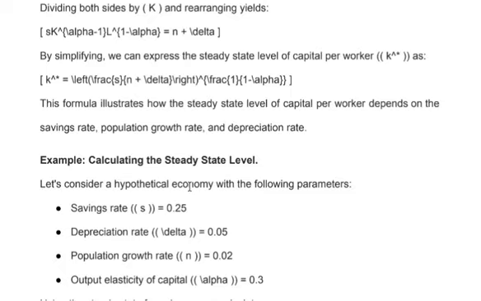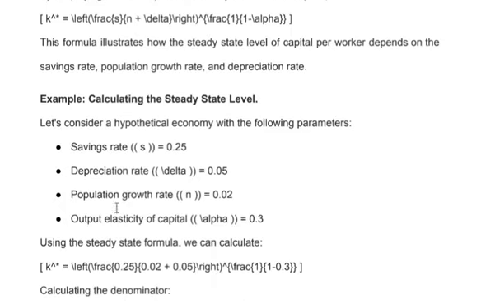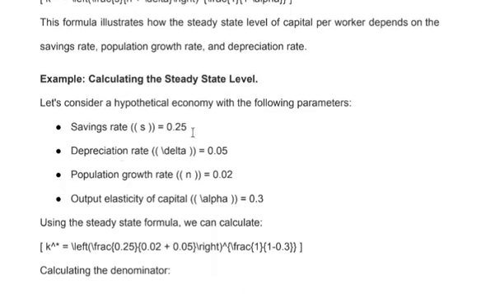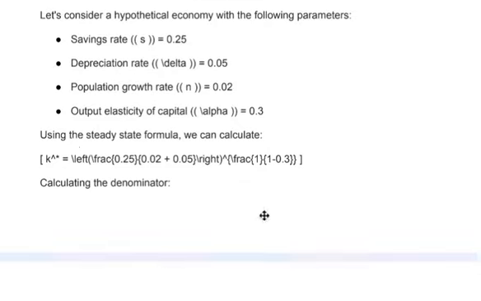Let's consider a hypothetical economy with the following parameters. Savings rate, s, equals 0.25. Depreciation rate, δ, equals 0.05. Population growth rate, n, equals 0.02. Output elasticity of capital, α, equals 0.3.